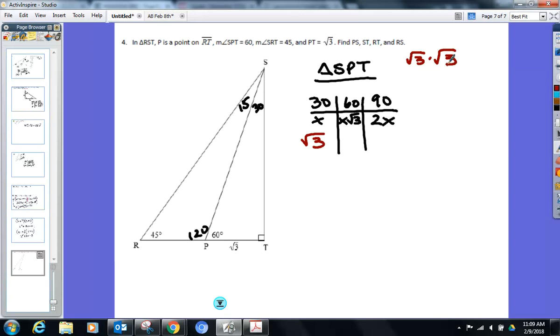So it's going to be radical 9, so 3. Name that side in that triangle SPT. What's the segment across from 60 called? Okay, so that's ST. One of the sides you need to define, ST. All right, how do you get to the side across from the 90 now?